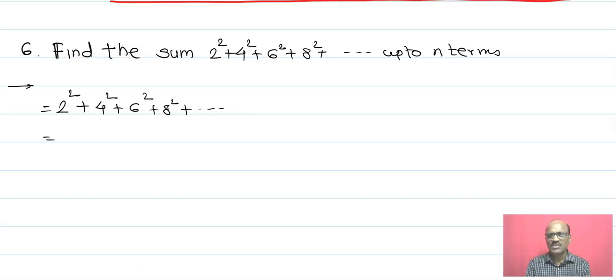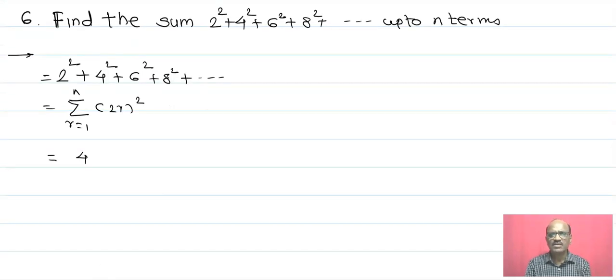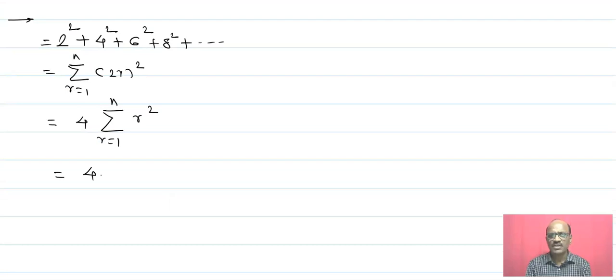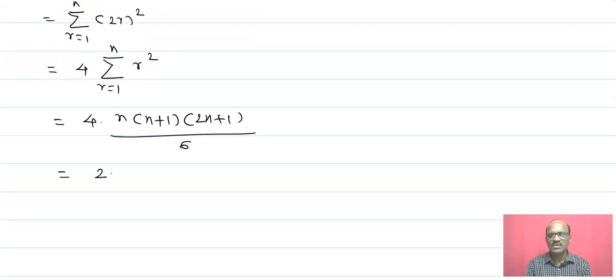Now all these terms are the sum of the squares of the even numbers, and it is written like this: summation r equals 1 to n of (2r) squared. That is 4 times summation r equals 1 to n of r square. And what is the sum of r square? That is n into n plus 1 into 2n plus 1 upon 6. And that's why we are getting 2 into n into n plus 1 into 2n plus 1 upon 3. Instead of 6 there must be 3.